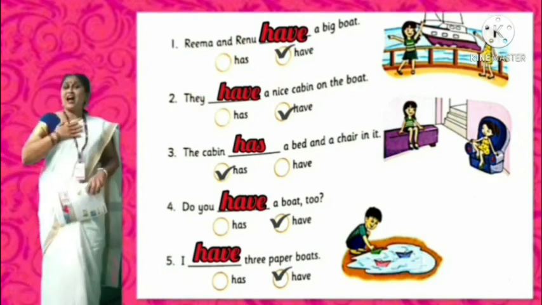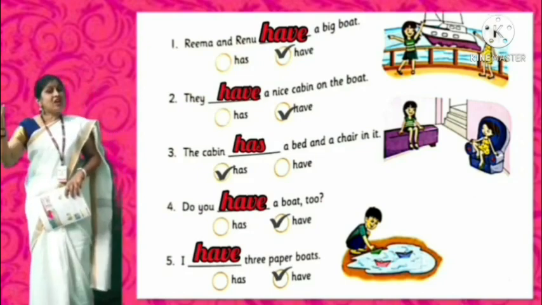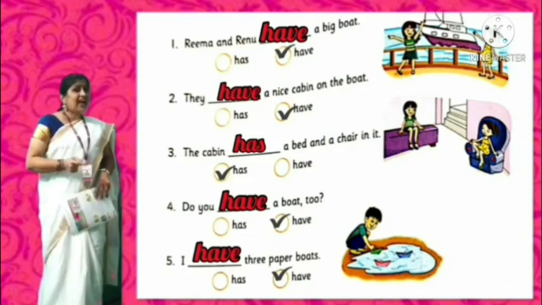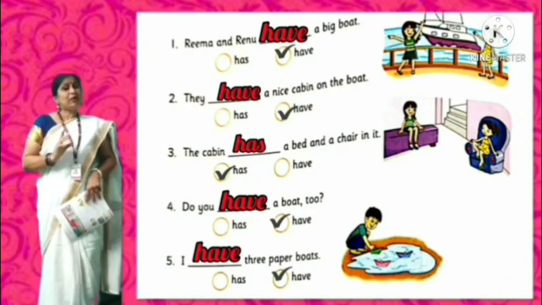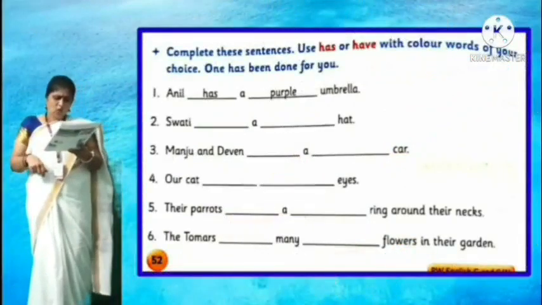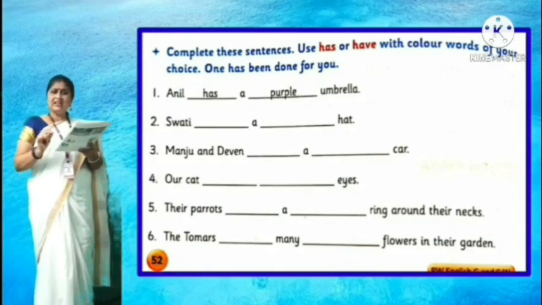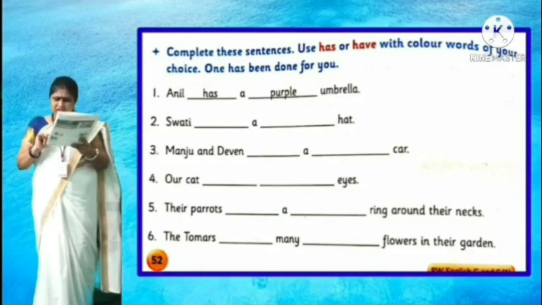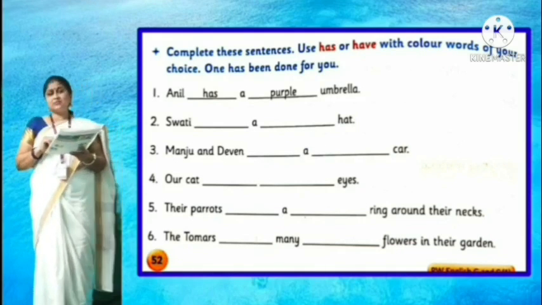Dear children, I have, we have, you have, they have. He has, she has, it has. We should memorize this, children. Okay, children? Yes. Okay. Now, complete these sentences. Use has or have with color words of your choice. One has been done for you.